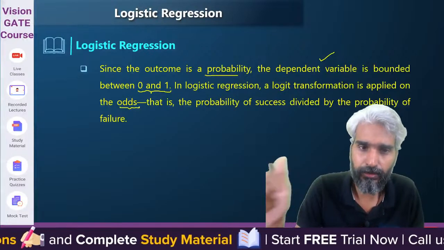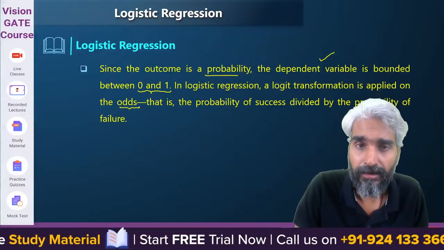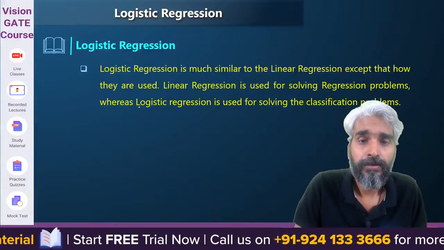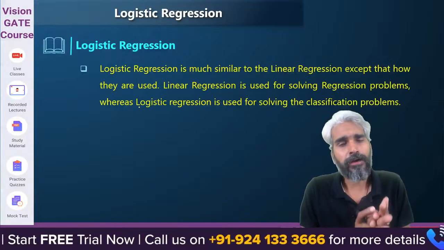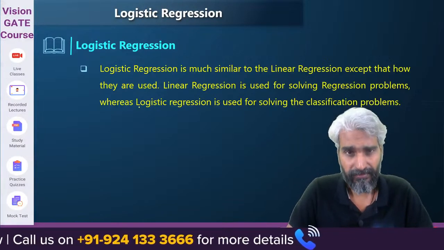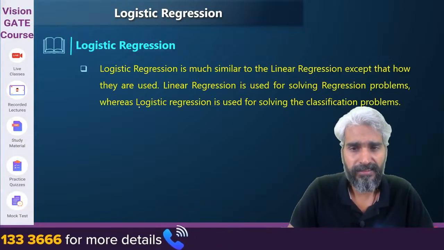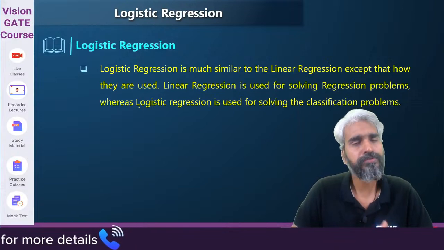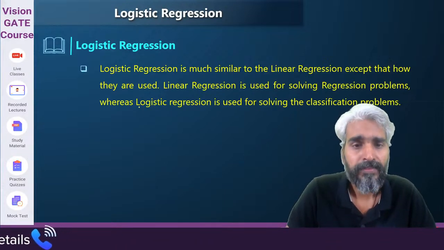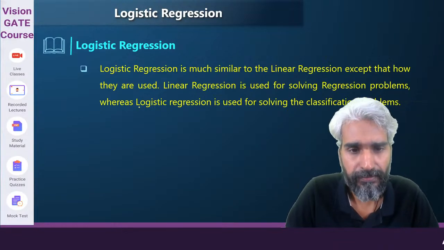So these are the two differences between odds and probability. That will also be taken care of in this particular scenario. Okay. So when we talk about logistic regression, it is somewhat similar to linear regression, but the only difference is that linear regression is used for the purpose of regression, whereas logistic regression is used for the purpose of classification problems.